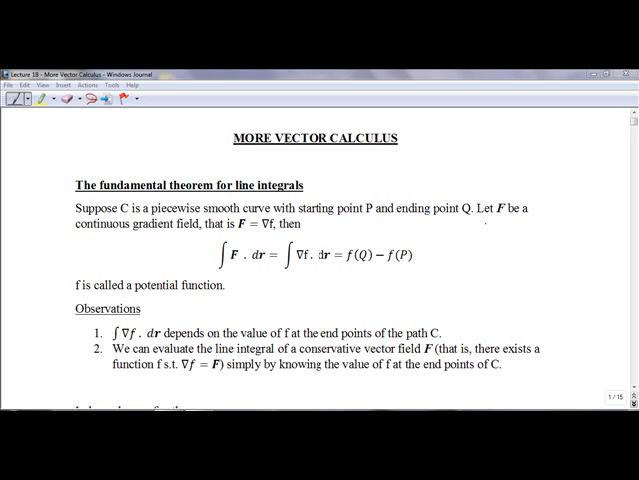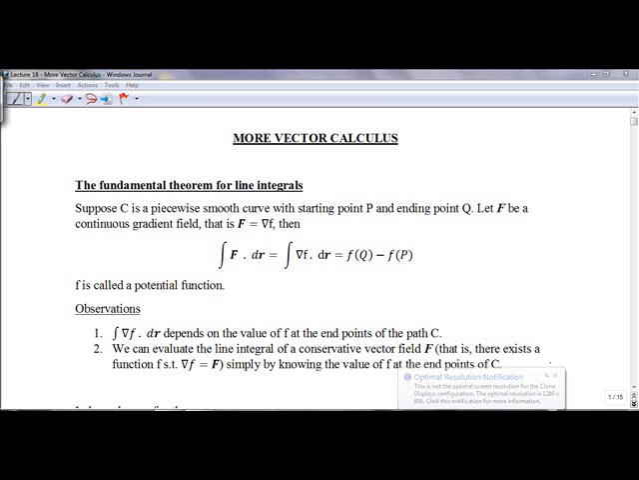More vector calculus. Today we're going to look at the fundamental theorem for line integrals. If you remember in Calc 2 there was a fundamental theorem of calculus, which enabled you to find a definite integral by integrating and putting in the integral limits. So it's similar.